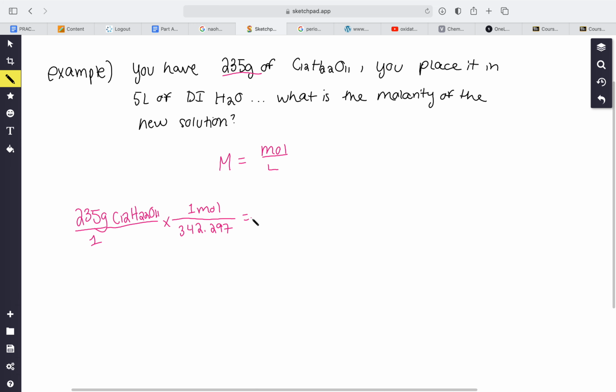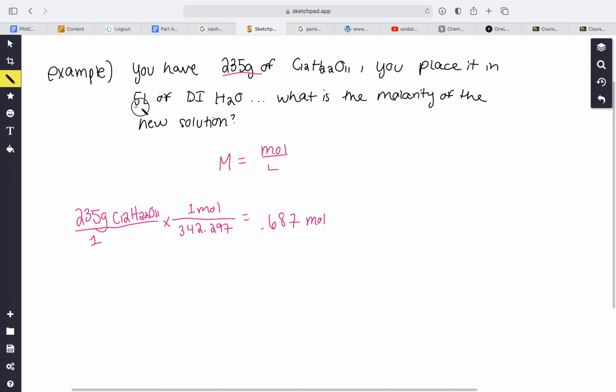So what we're going to do is 235.0, and we're going to multiply that by 1 divided by 342.297, and we are going to get 0.687 moles. So that's how many moles of that compound we had. In your calculator, you might get a number that's closer to 0.68653, but because we were given it in 3 sig figs, we have to give the answer in 3 sig figs.